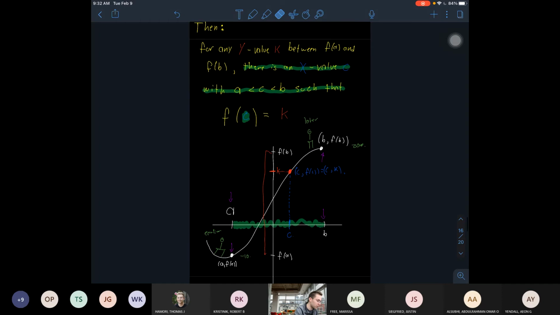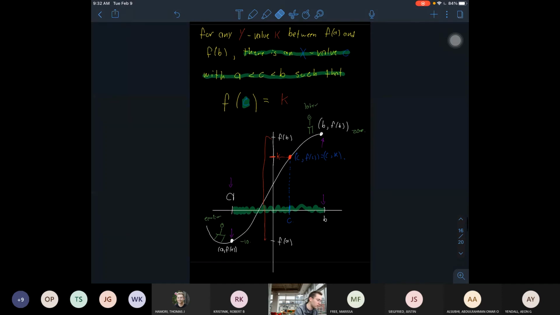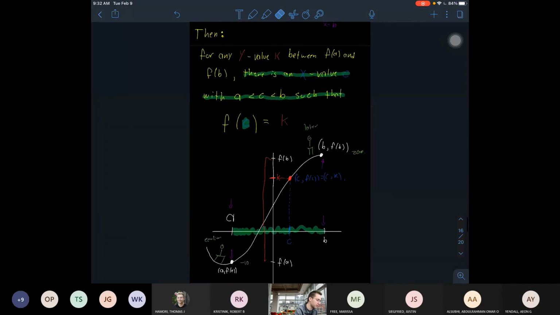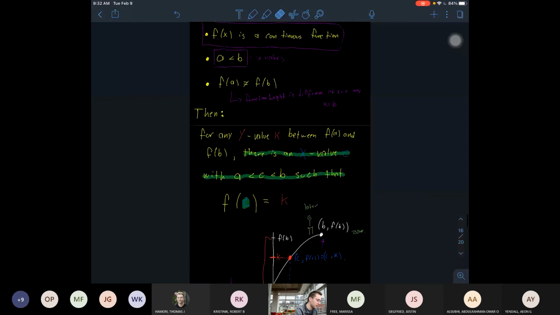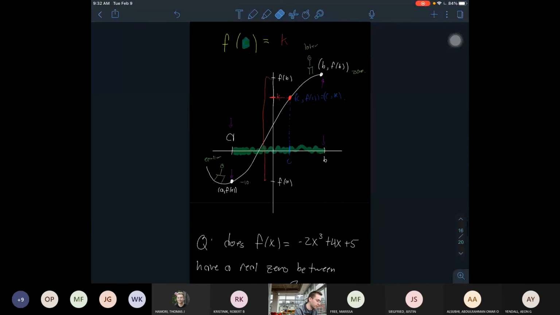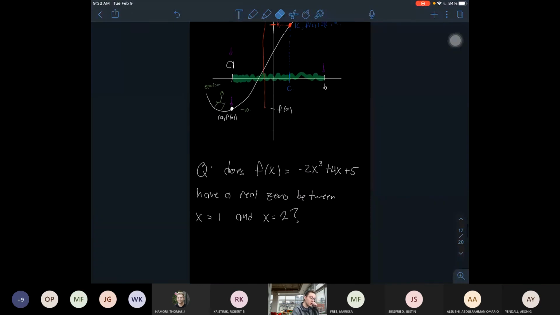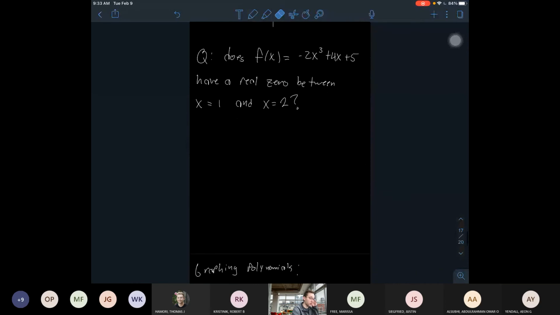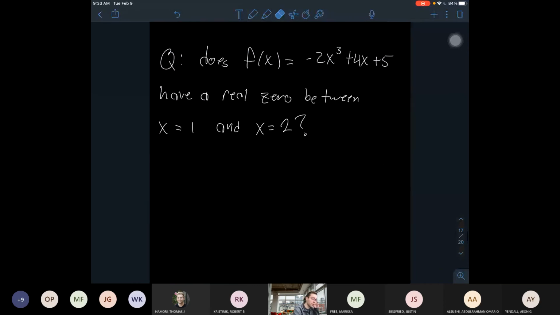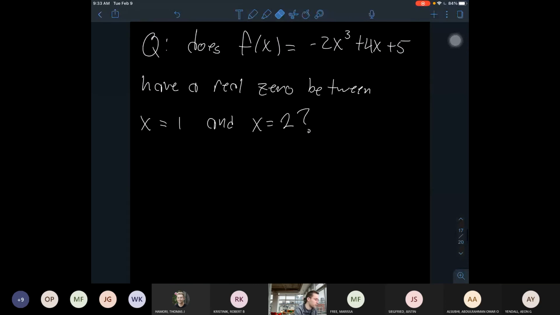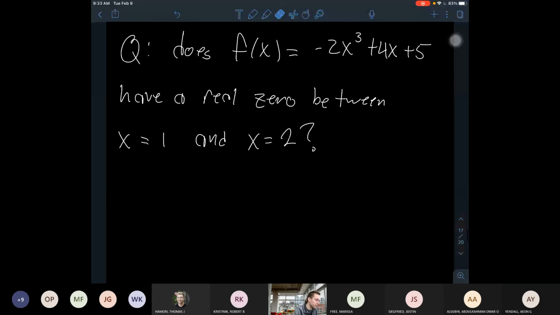Okay, let me show you an application of this intermediate value theorem. We could use it to answer this question right here. The question goes, does f of x equals negative 2x cubed plus 4x plus 5 have a real zero between x equals 1 and x equals 2?